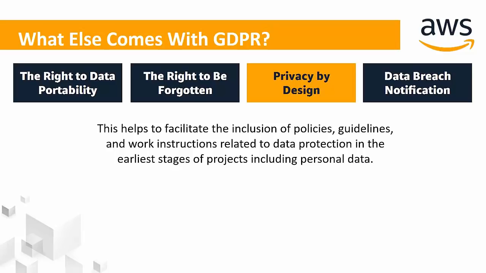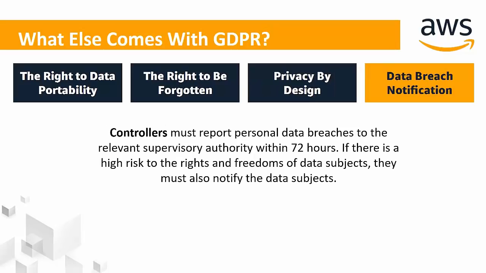And the last one in this regard is data breach notification, also a quite important one. Controllers must report personal data breaches to the relevant supervisory authority within 72 hours. So that's very important. The relevant supervisory authority is usually the supervisory authority where, for example, your subsidiary or your main subsidiary or your headquarters in the European Union is located. And after you become aware of any data breach, you have 72 hours to report this to the authorities.